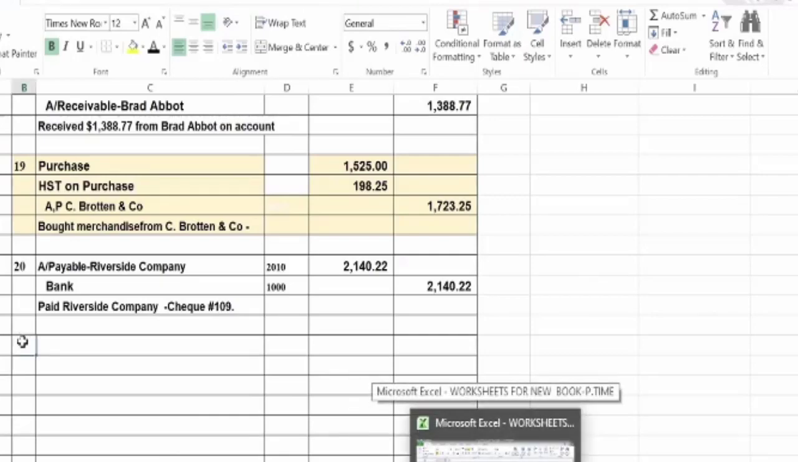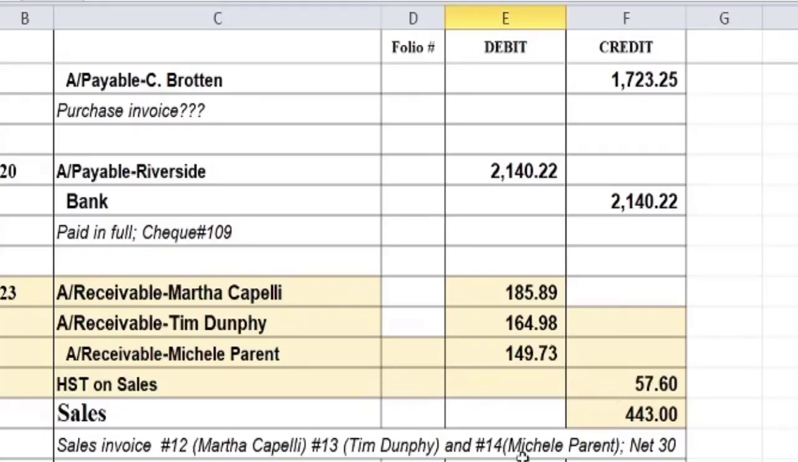Okay, October 23rd. Sales on credit. Martha Capelli, 164.5 plus HST of 21.39. Tim Dunphy, 146 plus HST of 18.98. Michelle Parent, 132.50 plus HST of 17.23. So sales invoices 12, 13, and 14, respectively, net 30 days.